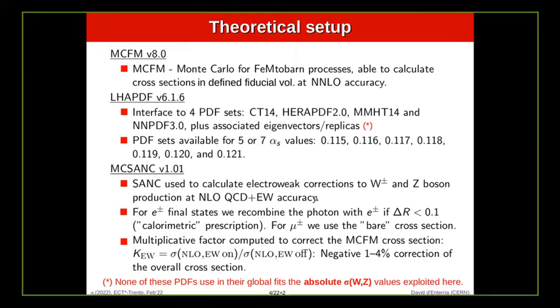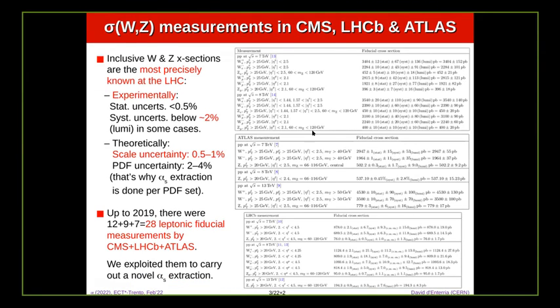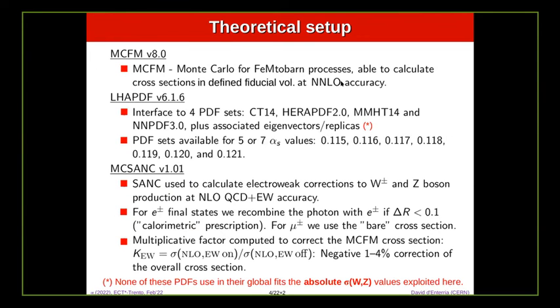So this was done with a couple of students, well, mostly one student of mine a few years ago. We ran MCFM, which is the fastest calculator on the market now. We define each one of these fiducial volumes, which is different for the leptonic decays, and we compute cross sections at NNLO. Then we interface MCFM to 4 PDF sets, CT14, HERAPDF 2.0, MMHT14, and NNPDF 3.0, with all the associated eigenvectors or replicas.